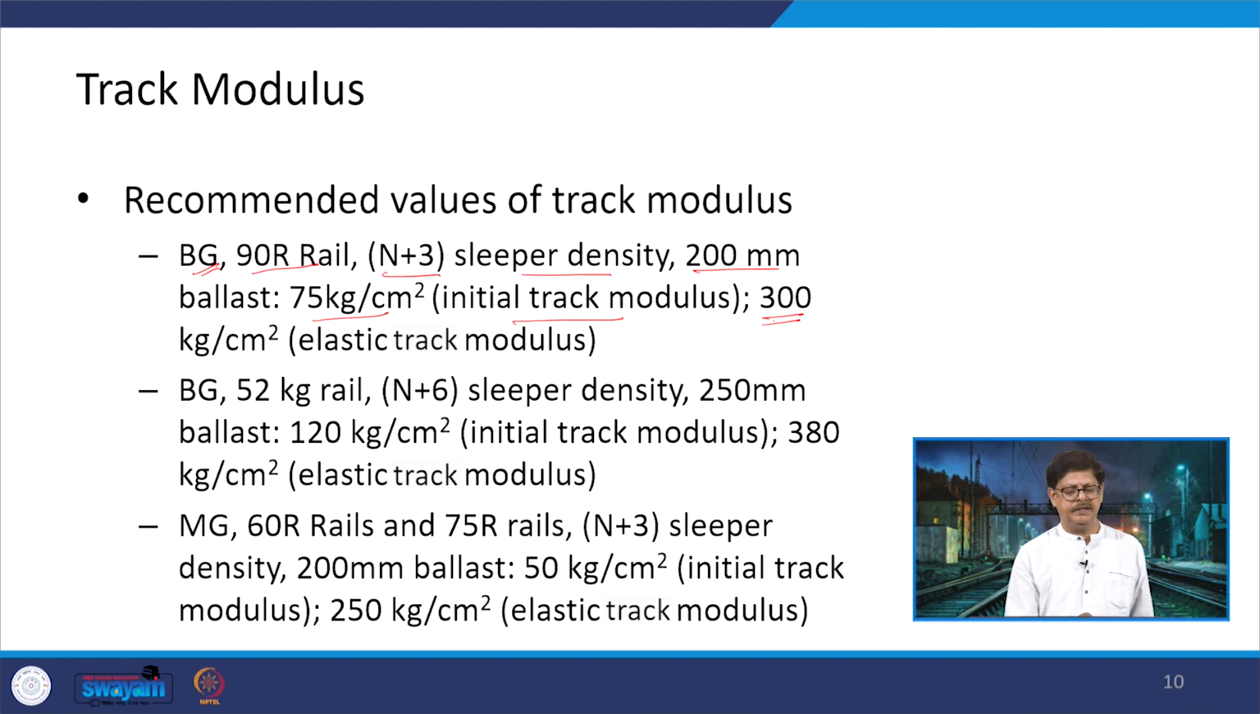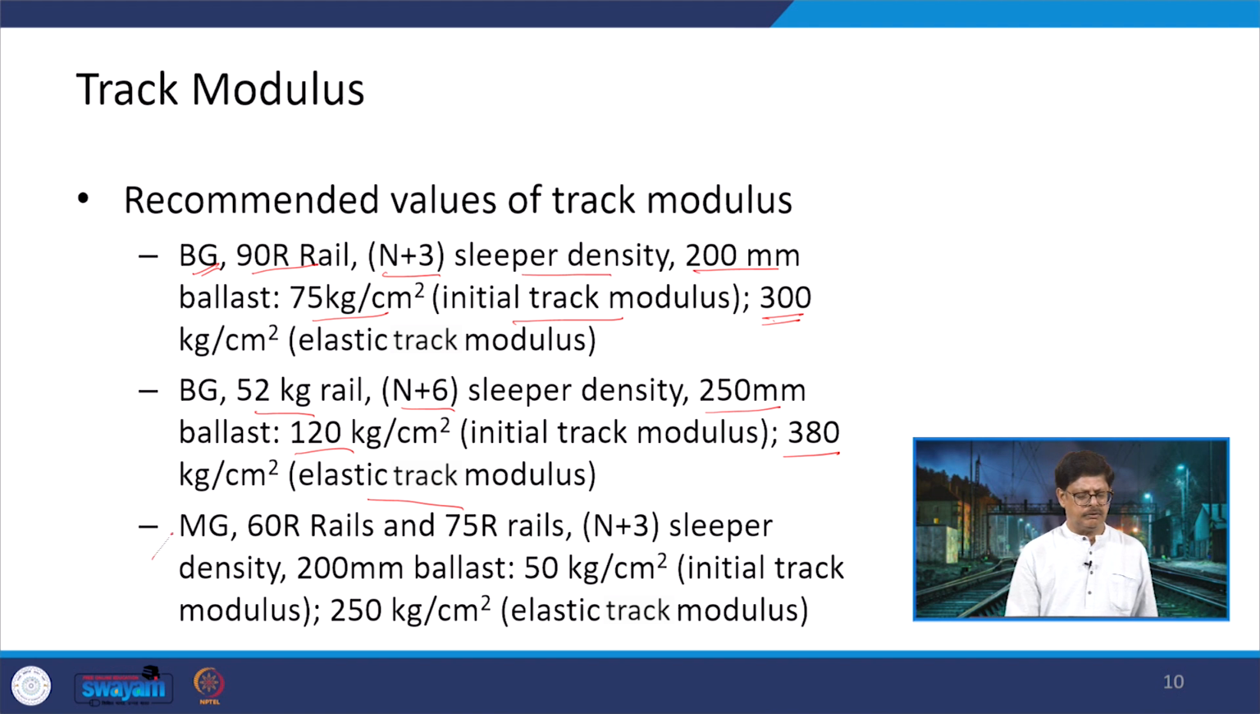But from 90R rail, if we change to 52 kg rail and we improve the sleeper density as n plus 6, and the ballast cushion has been increased to 250 mm, which is the minimum ballast cushion which can be provided in these particular cases, then the initial track modulus increases from 75 to 120 kg per centimeter square and the elastic track modulus increases from 300 to 380 kg per centimeter square.